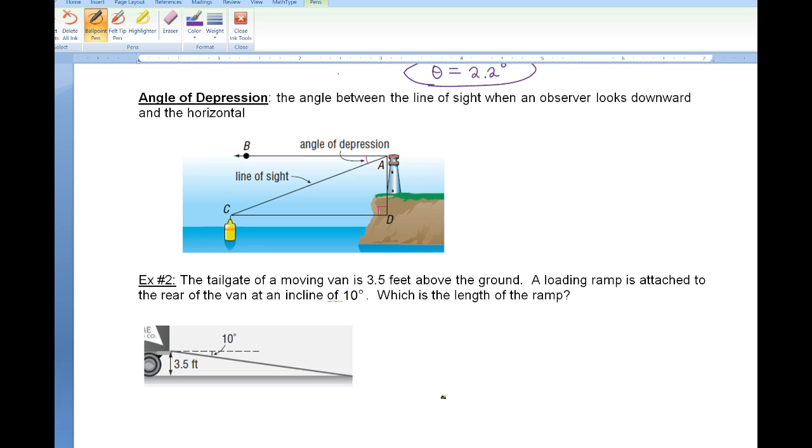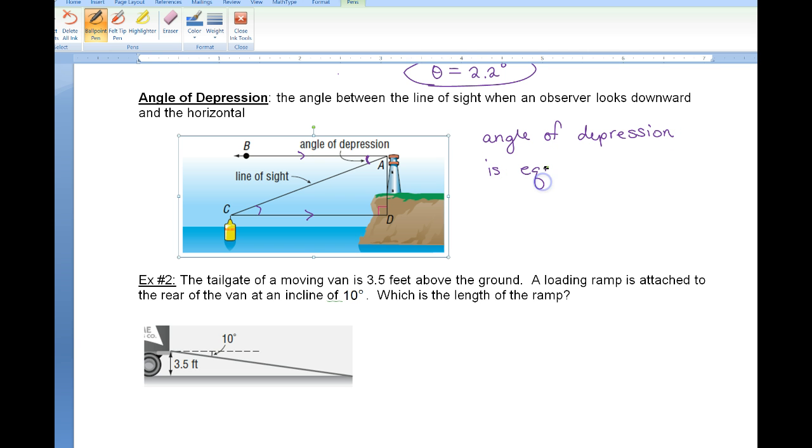Angle of depression. Okay, so this is kind of the opposite of angle of elevation. The angle between the line of sight when an observer looks downward and the horizontal. Okay, so that means your angle of depression here actually is congruent to the angle of elevation, because if you picture that these two are parallel lines, then your angle of depression is equal to the angle of elevation.